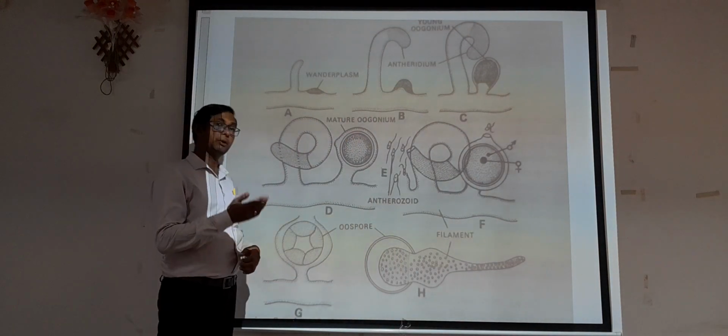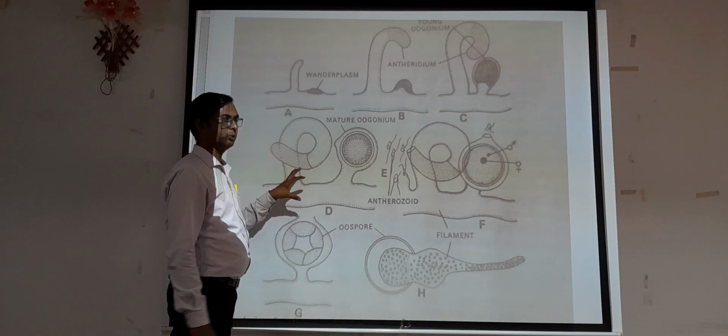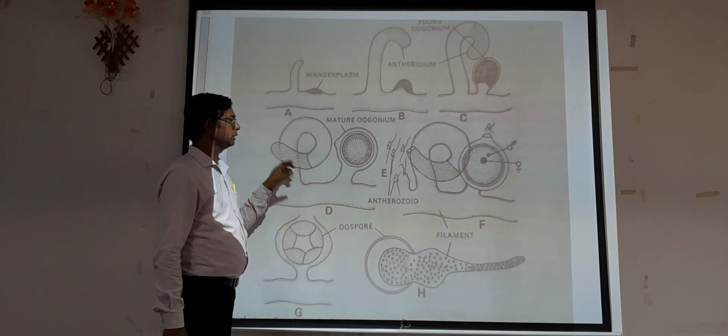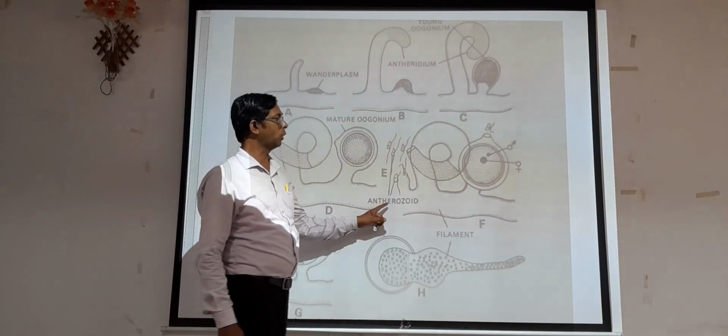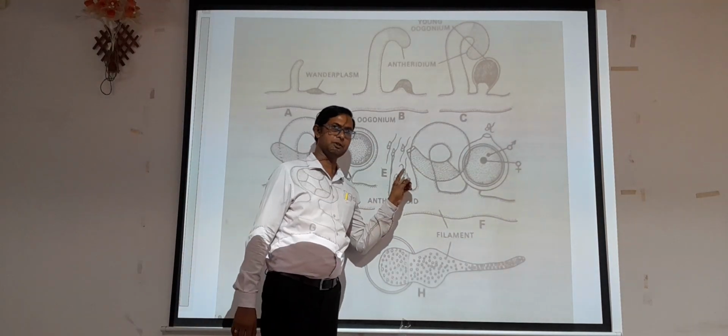So it will develop and it will become mature. After getting matured, this particular antheridium will start to produce antherozoids, which are biflagellated structures.